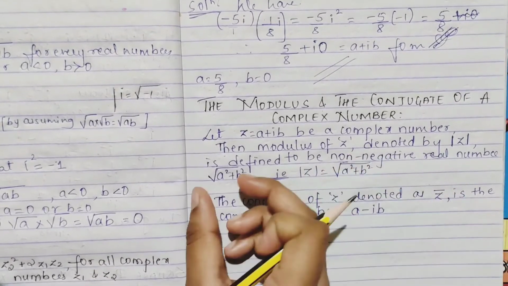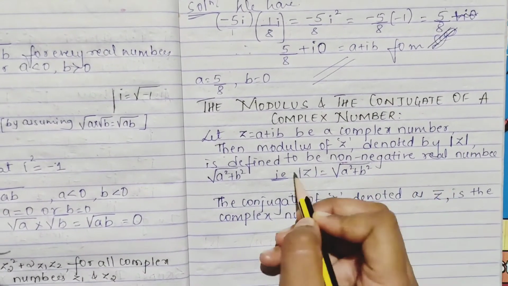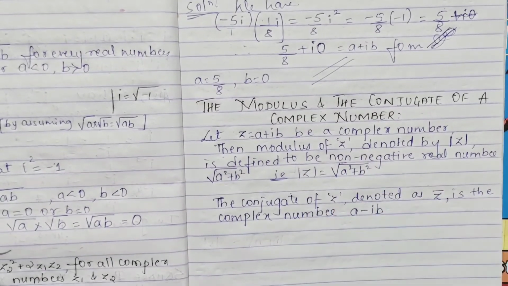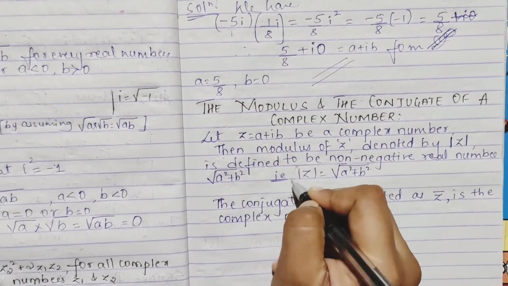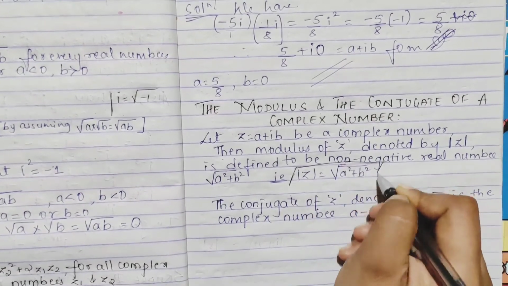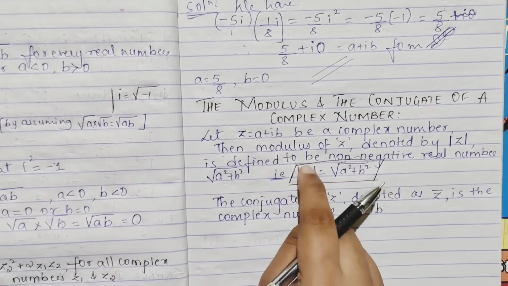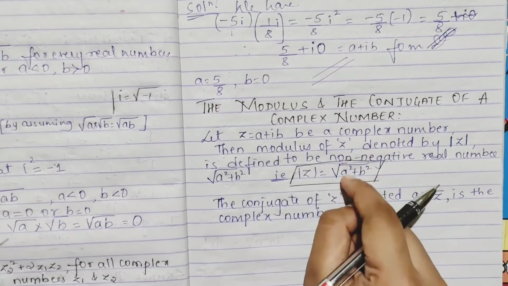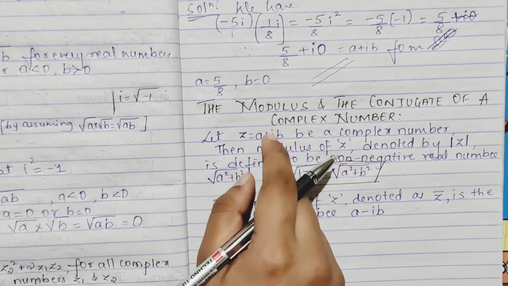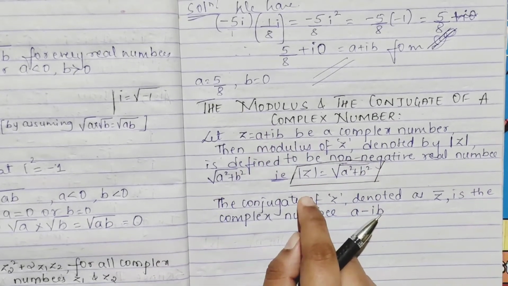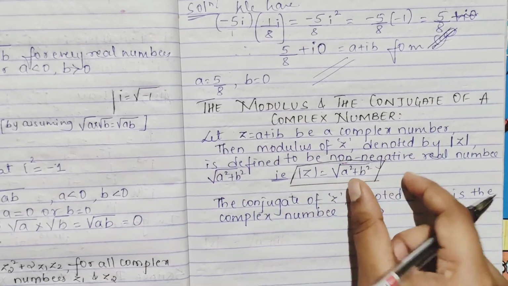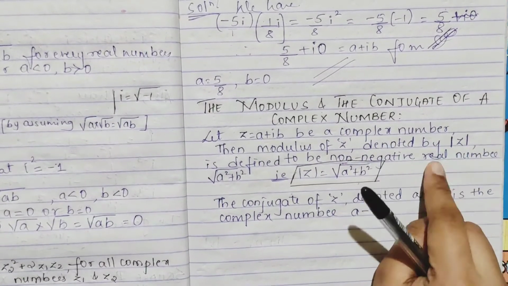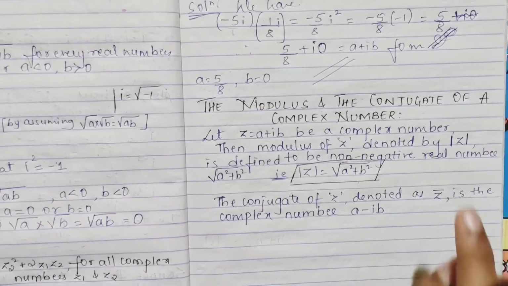So modulus is given as mod z, and mod z value is what? Root of a square plus b square. This is your mod z value. Whatever you get in z place, you write in a plus ib form, so you have to write a square plus b square only for your complex number. Your complex number modulus will be this: mod z is equal to root of a square plus b square, which is non-negative. Modulus is always a non-negative real number.